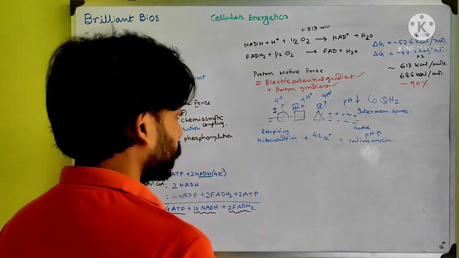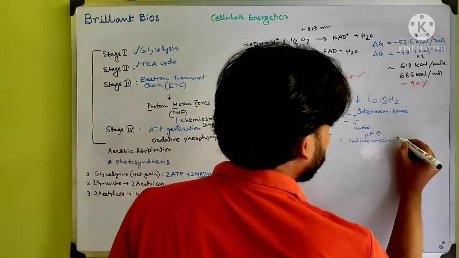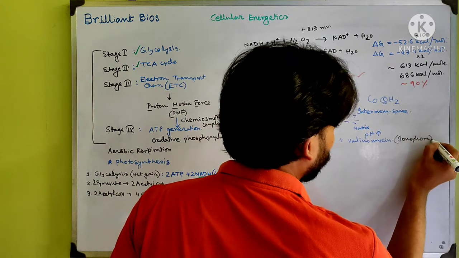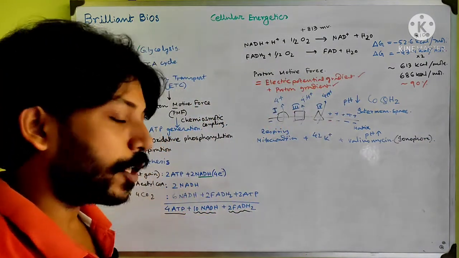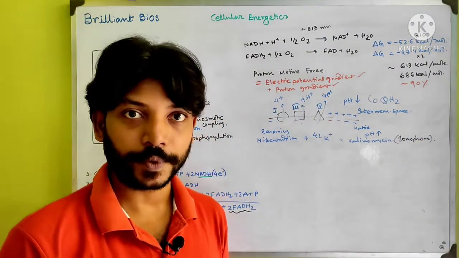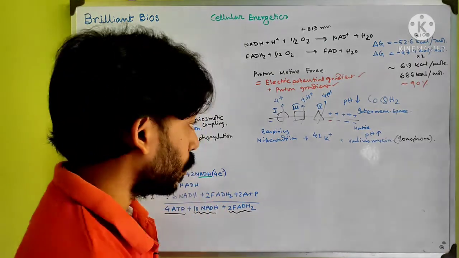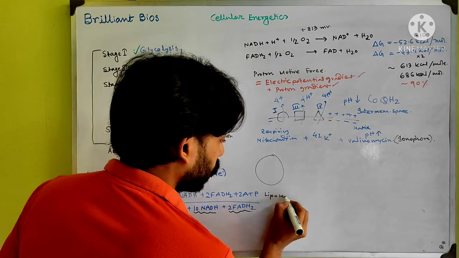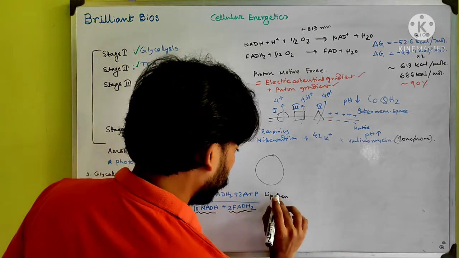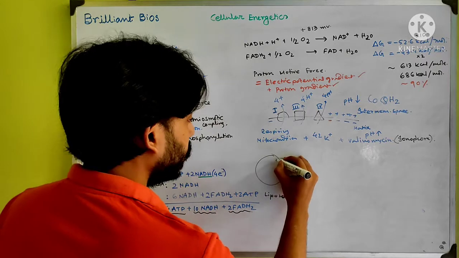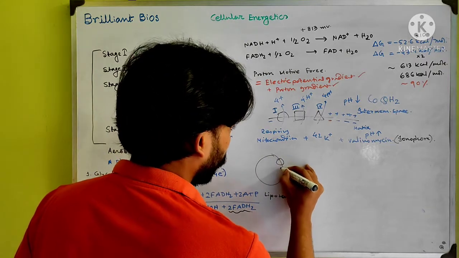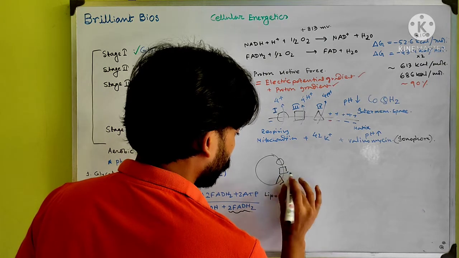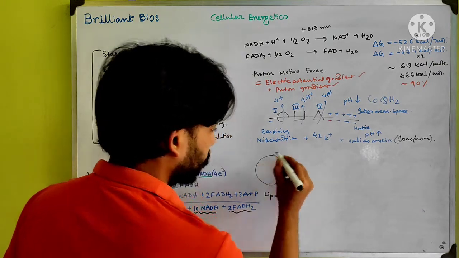This valinomycin is important because it is also known as an ionophore. Ionophore. What does it mean, ionophore? This valinomycin is a lipid soluble molecule. So scientists have taken the liposomes, where all these complexes, let's suppose complex 1, complex 2 and complex 3, are present in these liposomes.